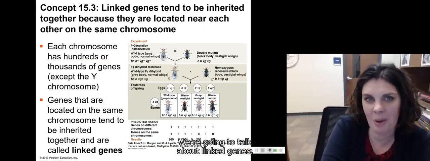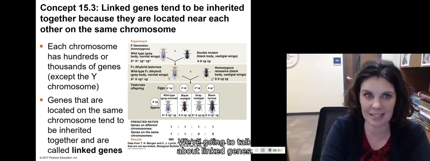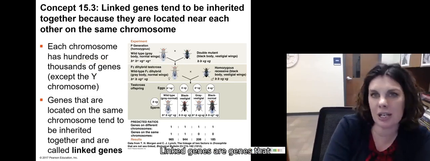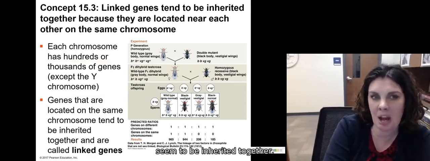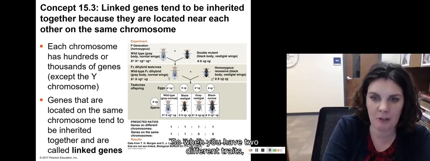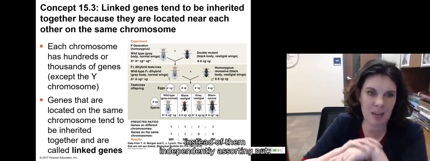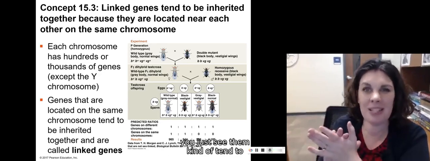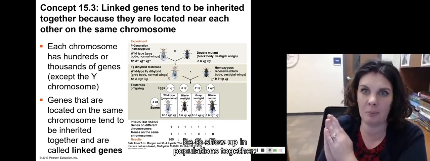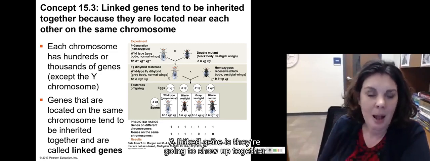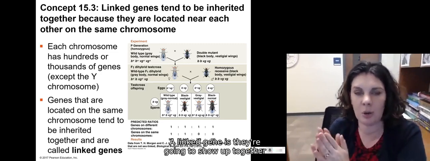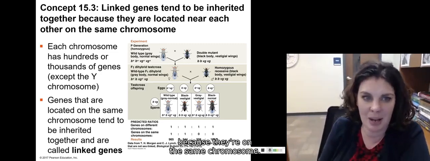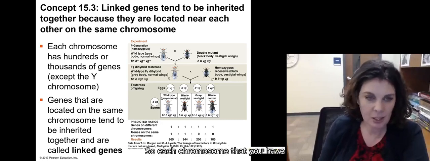Okay, welcome back to chapter 15. We are going to talk about linked genes. Linked genes are genes that seem to be inherited together. So when you have two different traits, instead of them independently assorting out, you just see them tend to show up in populations together. Linked genes show up together because they're on the same chromosome.